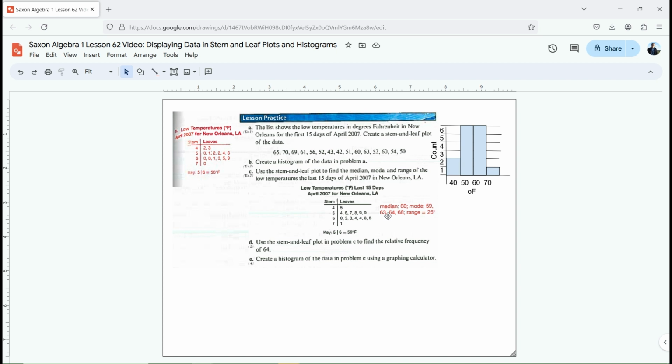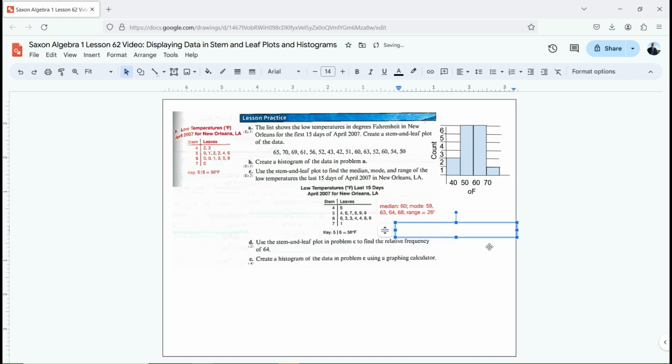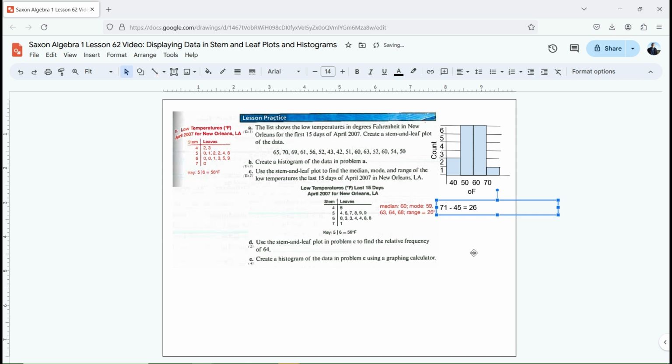Anytime you have more than one mode, it's probably not a great measure of center because it's more than one number. And then the range, how do we find the range here? Well, I'm going to show my work. It's always a good idea to show your work. We need to take the biggest number and subtract the smallest number. We just take the number that's farthest down and right on our stem and leaf plot and subtract the number that's farthest up and left. So 71 minus 45 gives me the number 26. 26 degrees is the range for this set of data.